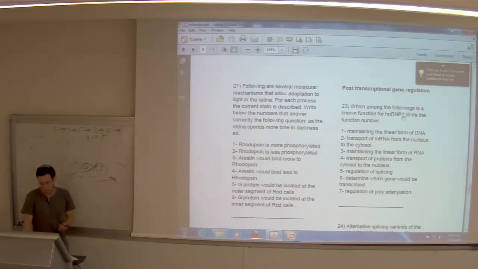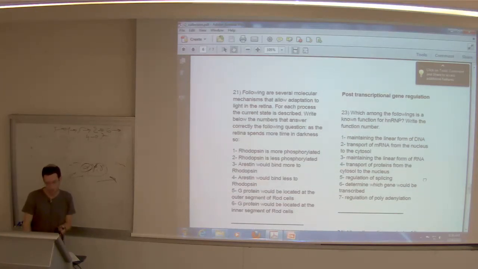Which among the following is a known function of HNRNP, right? I mentioned that people research the HNRNP field and attribute different roles to these molecules, but there are 3 roles that are established already, and the question is on these 3 roles. So what do you think from this list? What do we know for sure that HNRNP does? Regulation of splicing. Right. 5 is correct. 2 is also correct.